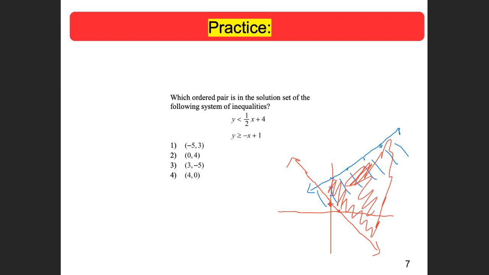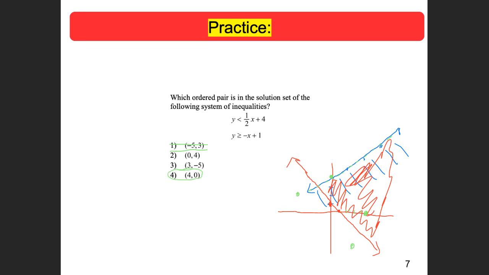So the first point, negative 5, 3. Negative 5, 3 would be up here someplace, right? It does not look like it's in the shaded region. 0, 4. 0, 1, 2, 3, 4. Oh, that's pretty close. But remember, this was a dotted line. So if it's a dotted line and the point lies on that line, it is not a solution. So that's not a solution. 3, negative 5. 1, 2, 3, negative 5. Looks like it's down here. 4, 0. 1, 2, 3, 4.